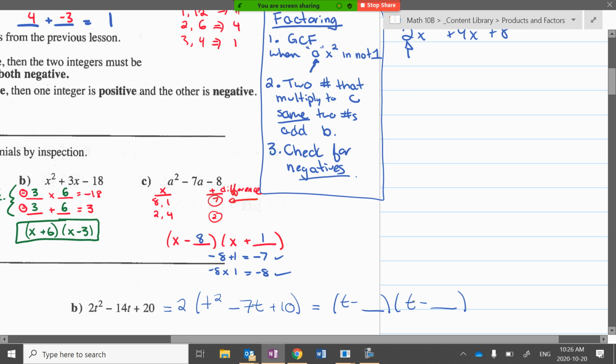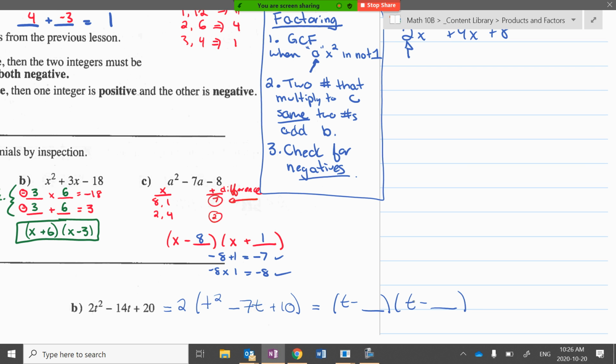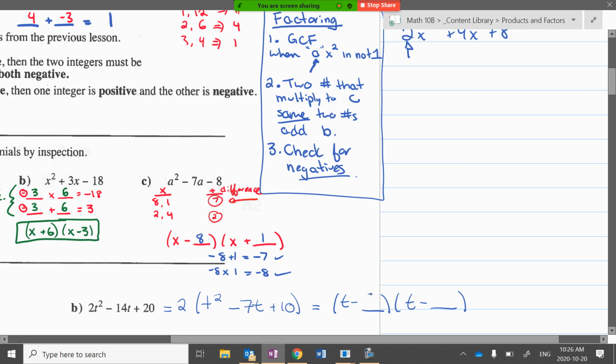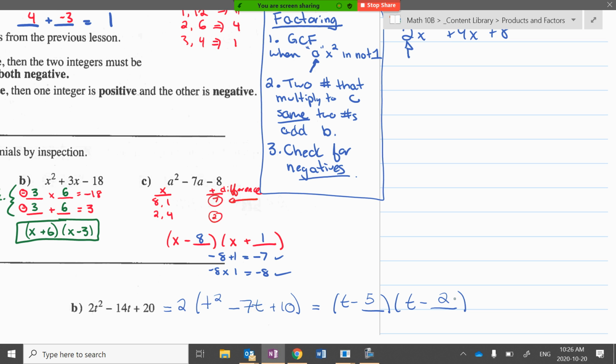10, my only factors are 1 and 10. That difference is 9. Or, go ahead, Wyatt. 5 and 2. So minus 5 and minus 2 gives me a bigger negative number of minus 7. 5 times 2 gives us our 10.